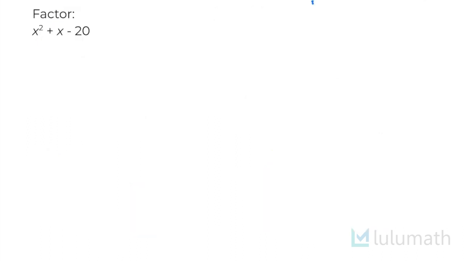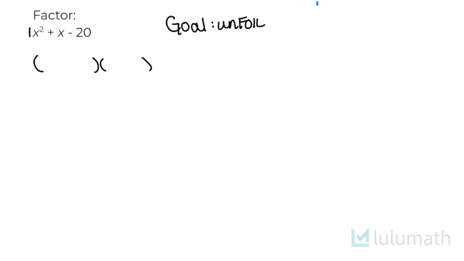In our next example, where we're asked to factor x squared plus x minus 20, we have a leading coefficient of 1 here, which actually will end up making this process a little bit easier. So remember, our goal, again, is to unFOIL. So when I have my binomial multiplied by my binomial, I know that my first term multiplied by my first term will together give me this 1x squared that I'm looking for, which is nice because the only numbers I can multiply together to give me 1 are just 1 and 1.